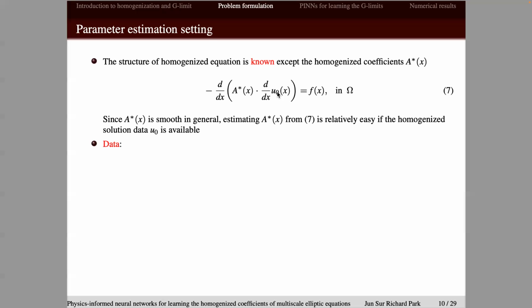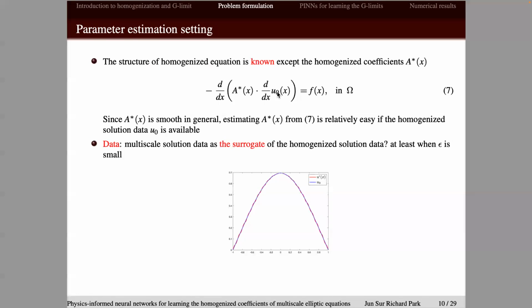But we need to think about what type of data are available in practice. The problem is that homogenized solution data are typically not available in practice. In real life applications, when we collect some data in our multiscale media, the data we collect are affected by the multiscale feature. So for the general setting, we want to use this multiscale solution data as a surrogate of the homogenized solution data. But can it be a good surrogate? The answer is yes, at least when epsilon is very small.